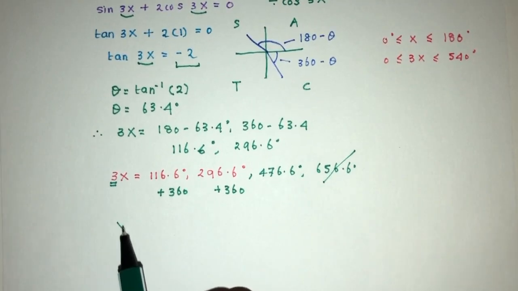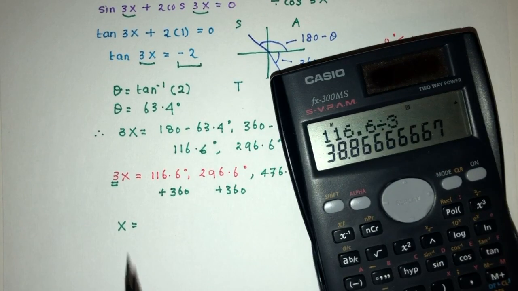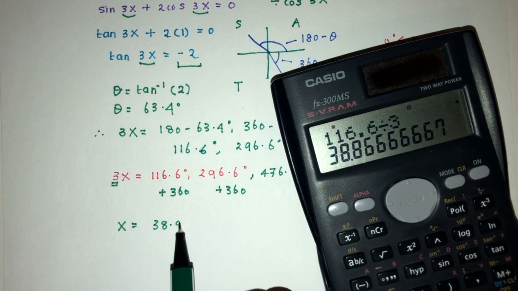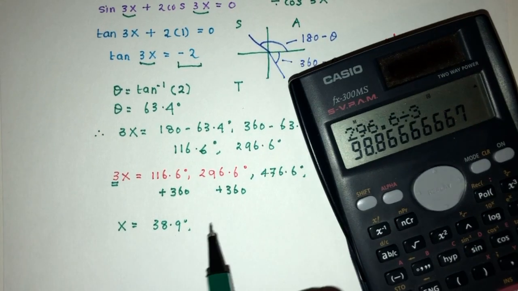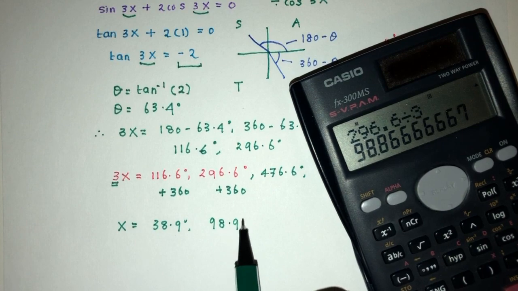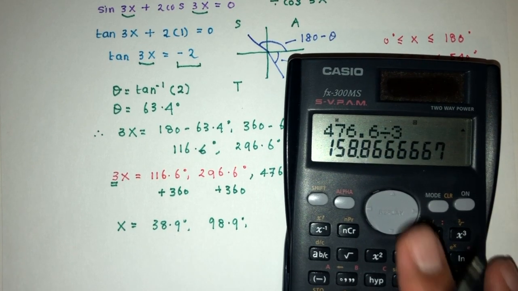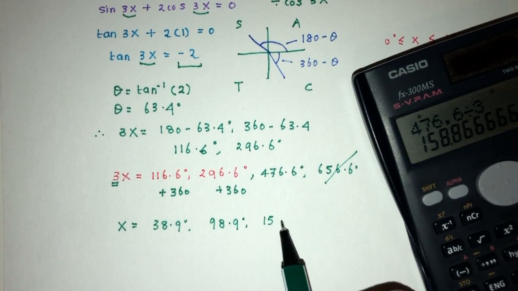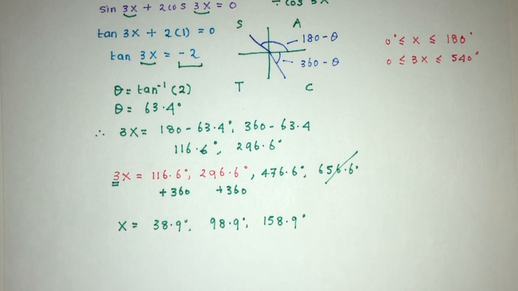So finally, x has to be 116.6 divided by 3, which is 38.9, 296.6 divided by 3, which is 98.9, and then 476.6 divided by 3, which should be 158.9 degrees. Again, for degrees, we always try to write them correct to 1 decimal place.